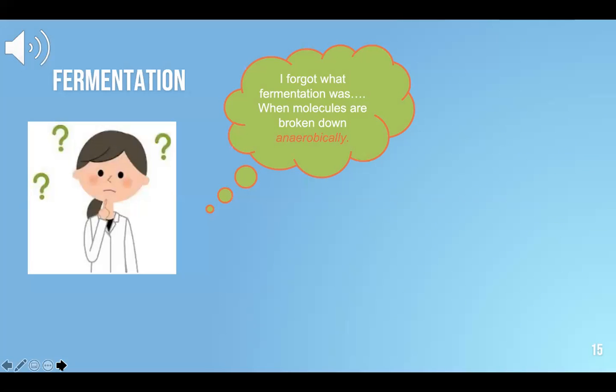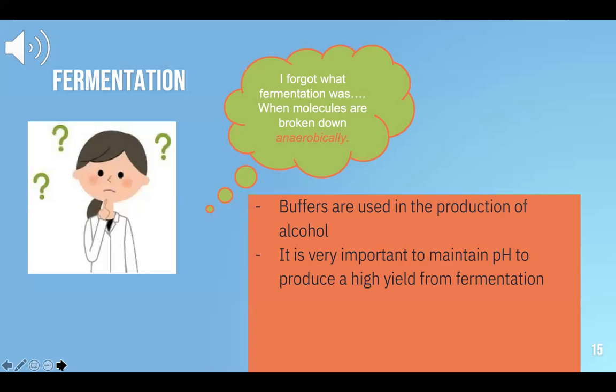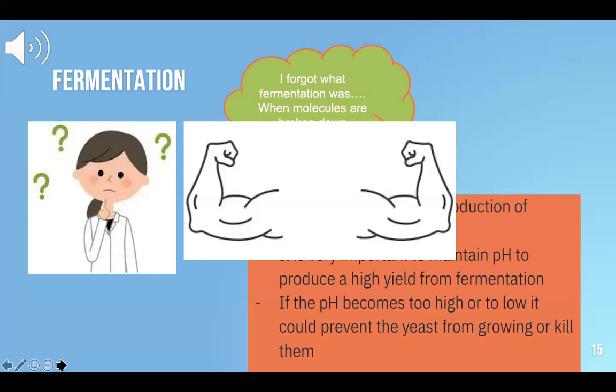Another example of buffers can be seen in fermentation, meaning that buffers are used in the production of alcohol. In order to produce a high yield of fermentation, the pH must be maintained. Yeast is an organism. Therefore, if the pH is too high or too low, it could prevent it from growing or possibly kill it. The process of fermentation in beers is similar to when muscle cells are lacking oxygen. Muscles release carbon dioxide and lactic acid in fermentation. However, yeast releases carbon dioxide and ethanol.